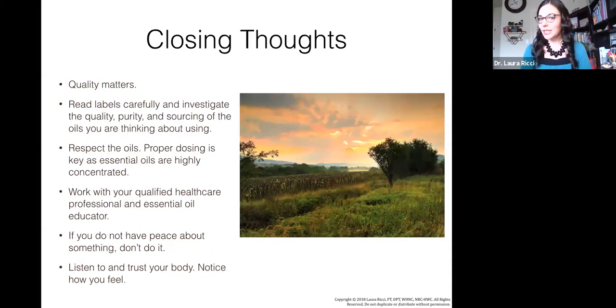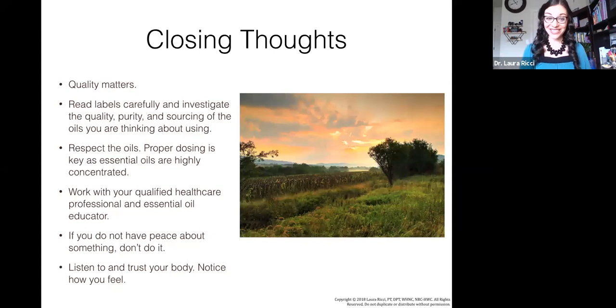Quality matters. Please do not try to do this with fake, adulterated perfume, synthetic fragrances from the store, even the health food store, the mall. What we're talking about is a therapeutic grade oil. You're not going to get therapeutic results with something that is fake and adulterated and not pure and made in a lab. Read your labels really, really carefully. Investigate the quality, the purity, the sourcing, what's going on with those before you use it. Because again, we talked about everything that we put on our skin is going to be absorbed into our bloodstream. So quality truly does matter.